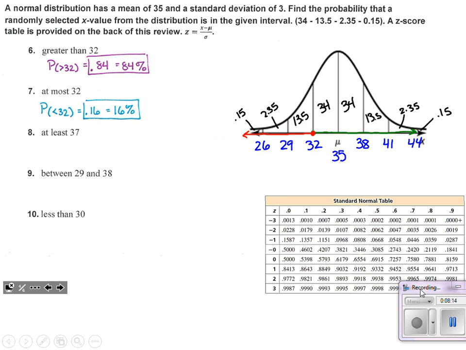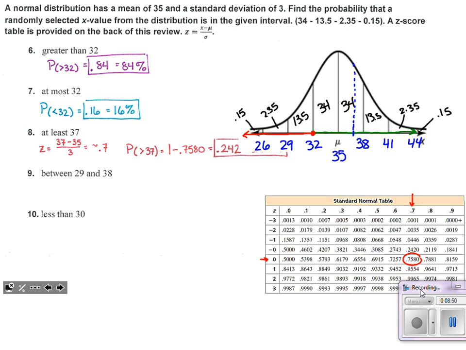Number 8, at least 37. Well, here's the first one that appears to throw a wrench in our operation, because 37 is not a number that we see on the x-axis. 37 is falling right about here, and it's not on a clean standard deviation, so we're going to have to use a z-score there. And if we calculate our z-score, we find it's 0.7. Okay, that positive 0.7, I'm going to look at positive 0.7, so I go to 0, 0.7, find out where those intersect, and I find it's 0.7580.